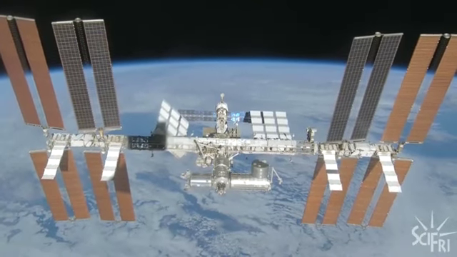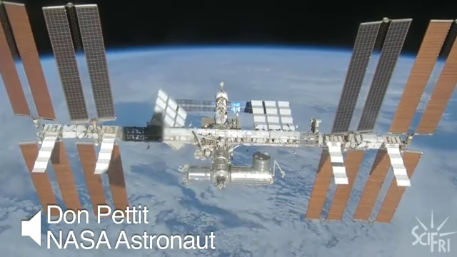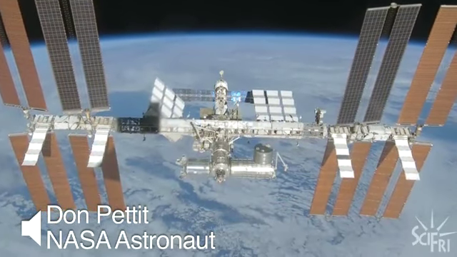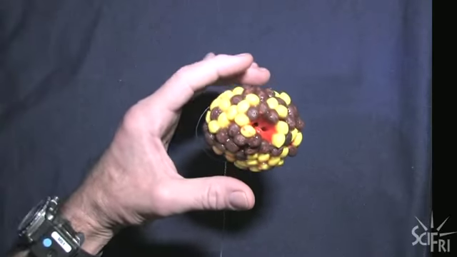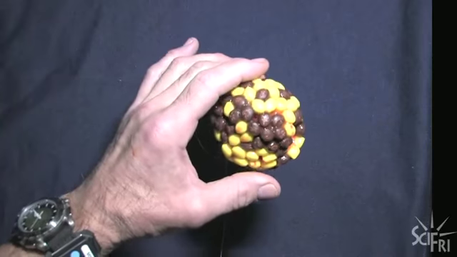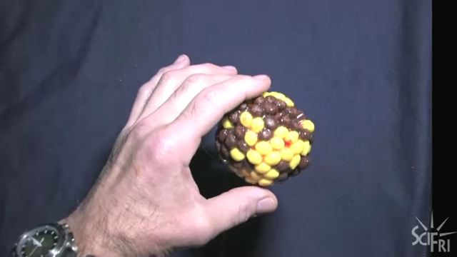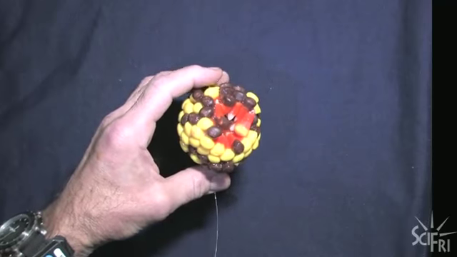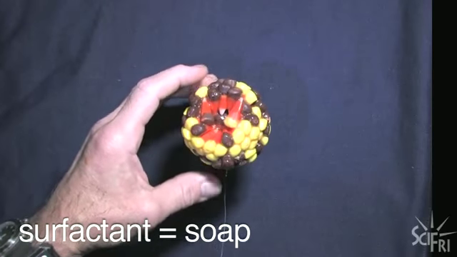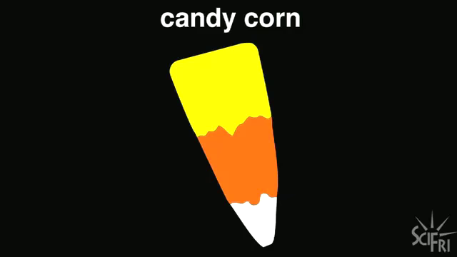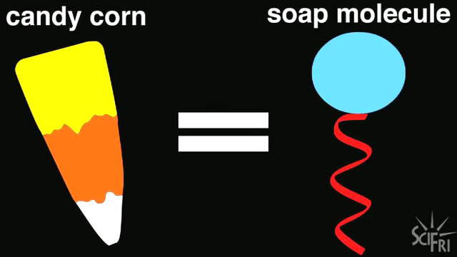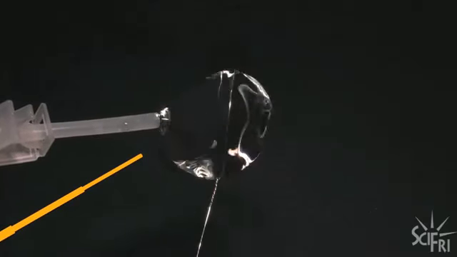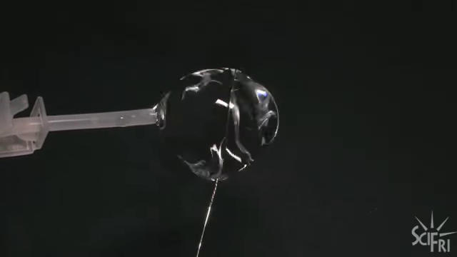up in space, "I elected to spend my off-duty time doing science of my own design." Like this zero-gravity candy corn demonstration. It's a macroscopic analogy to how a surfactant molecule works. And a surfactant molecule just means soap. So in this demo, a candy corn is equivalent to a soap molecule. And this water blob represents grease or oil. And basically the demo shows how soap cleans grease.